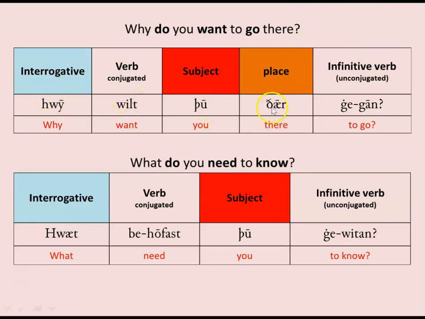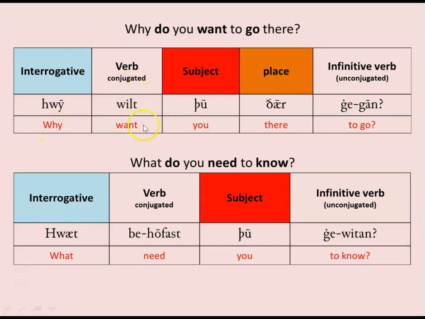Hawu wilt thu thar yagan. Hawu, why? Wilt, want, you, thar, there, yagan. Okay, so the interrogative pronoun why goes at the front. The conjugative verb want. Why do you want? So really, do want is really just the word want. Why want you to go there? Why do you want to go there?